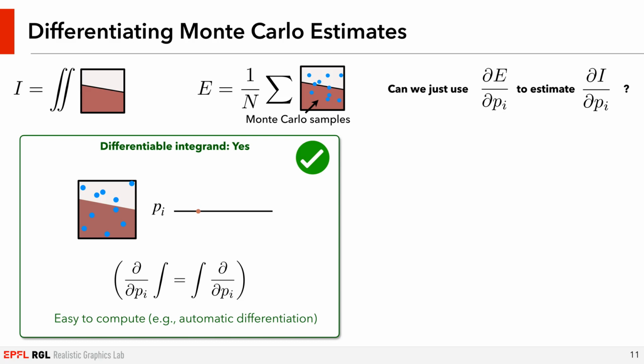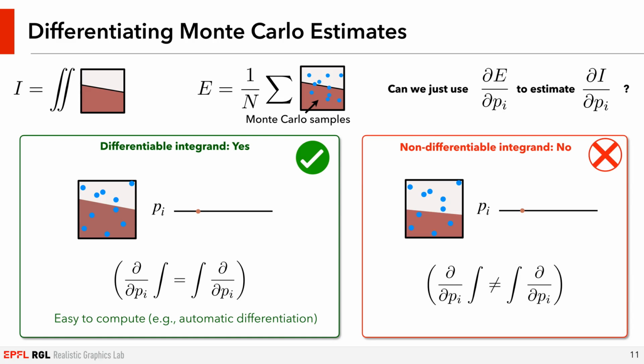Sometimes the integrand is differentiable with respect to a scene parameter pi. This is the easy case. This happens, for instance, when the parameter pi defines the color of a surface. Here look at what happens in this integrand at each sample position when pi varies. The integrand varies continuously at each Monte Carlo sample. So the integrand is differentiable. In this case, if we differentiate the Monte Carlo estimate E, we obtain an unbiased estimate of the partial derivatives of the integral. This comes from the fact that when the integrand is differentiable, we can mathematically swap the partial derivative sign and the integral sign.